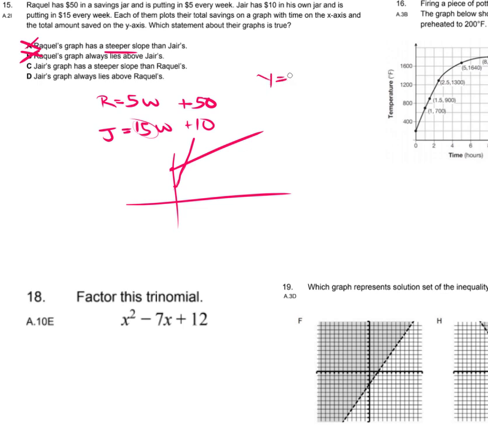look like, and you'd put in y is equal to 5x plus 50, right? And y is equal to 15x plus 10, right? But anyway, Jer's graph has a steeper slope than Raquel's. That would be a true statement because this is Jer's graph here and this is Raquel's graph here. And so as you can see, it is a steeper slope. Jer's graph always lies above Raquel's. That's not true. Jer's graph actually starts below Raquel. So the correct answer is C.